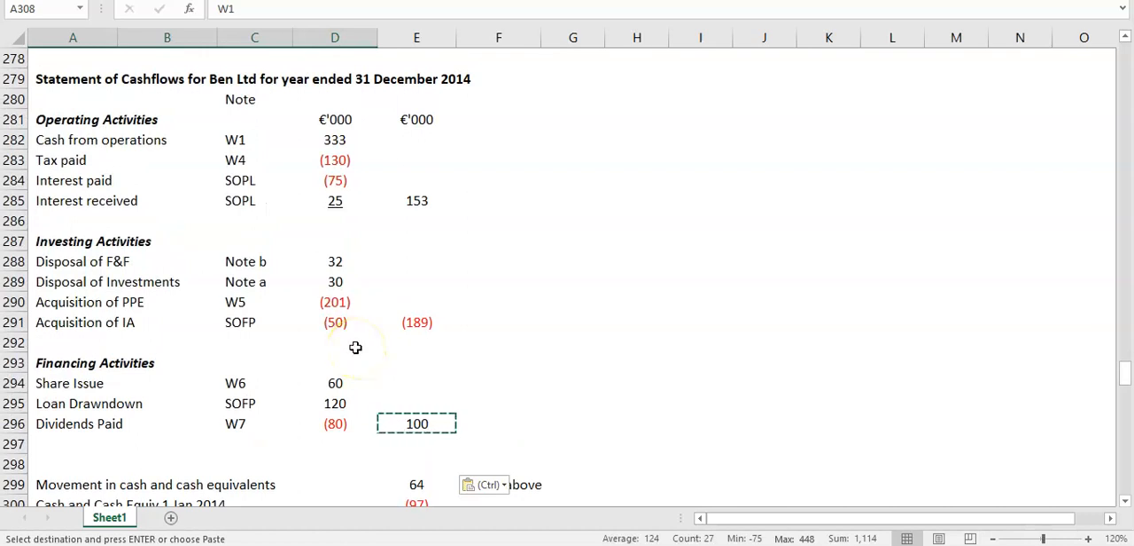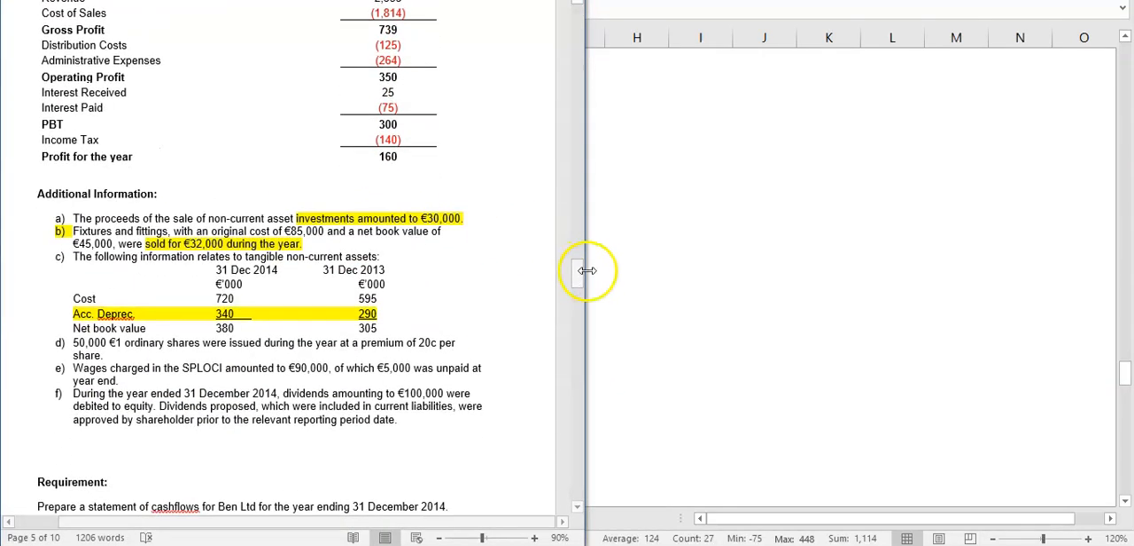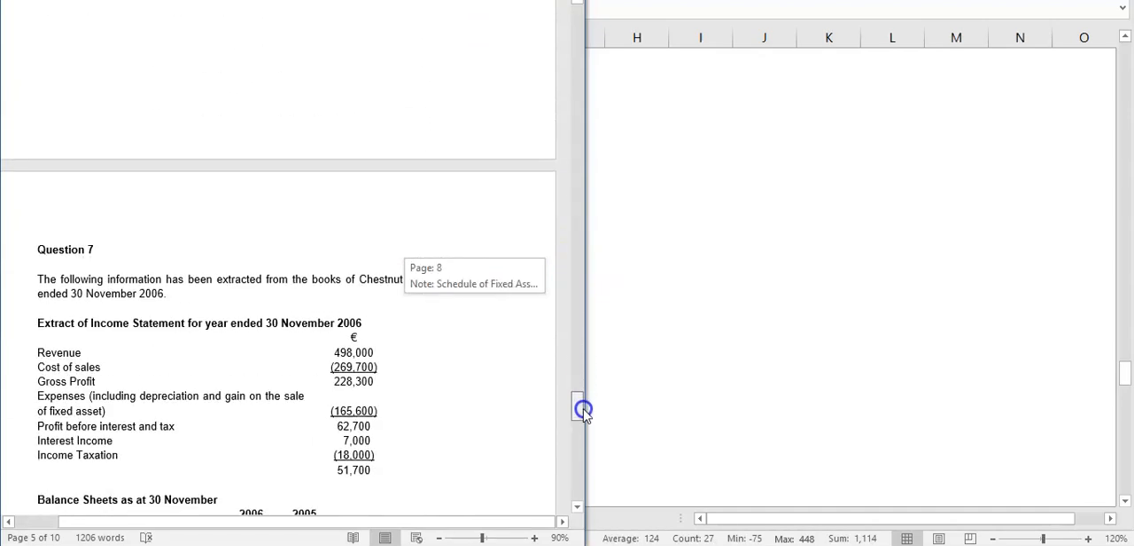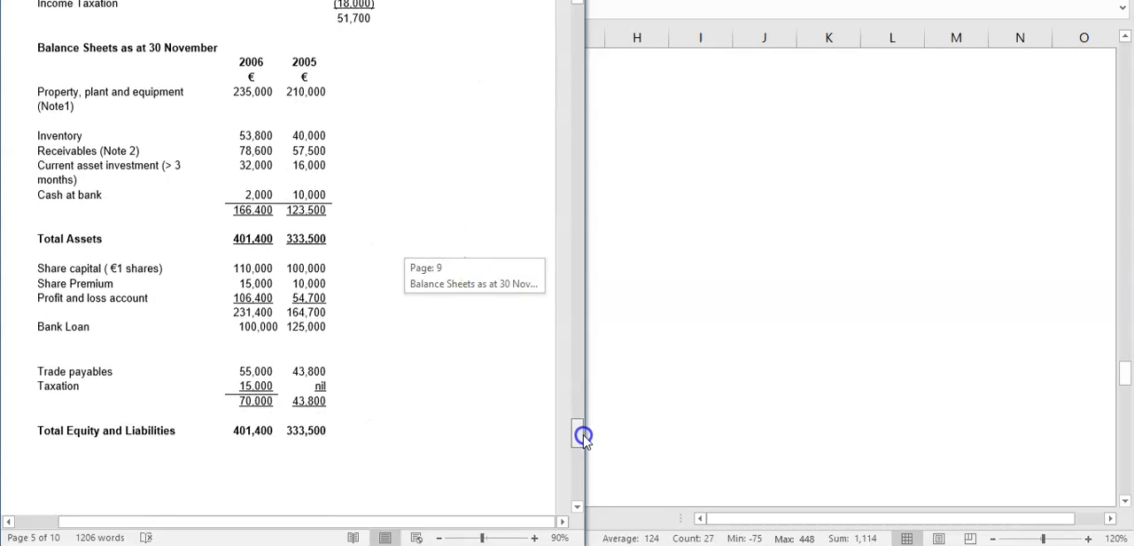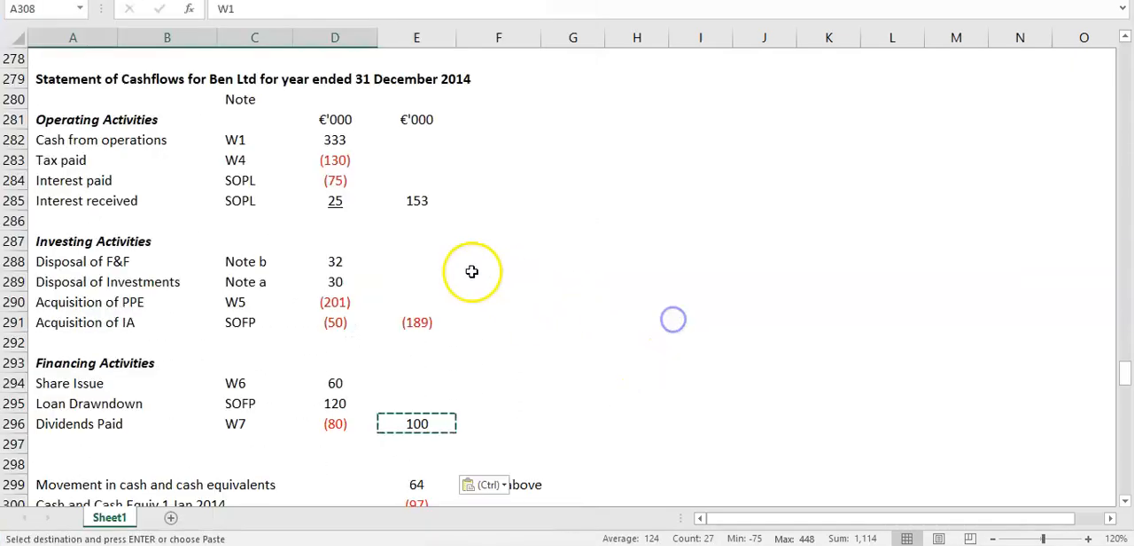So make sure now you go back over that question 5, which is Ben, and you'll see in the question pack there's a question 6, which is called mango, and question 7, which is called chestnut. Practice both of those for your week 2 as well. In week 3 onwards, then we're going to have tutorial questions, exam level questions on statement of cash flows as well.